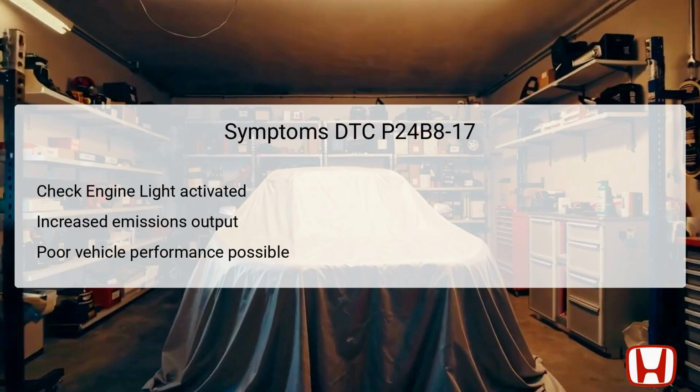The primary symptom of DTC P24B8-17 is the illumination of the check engine light, CEL, on the dashboard. This alert warns the driver of potential issues in the vehicle's emission control system. Increased emissions output may occur due to the malfunctioning evap system, which could result in higher environmental pollution levels and potential failure in emission testing.